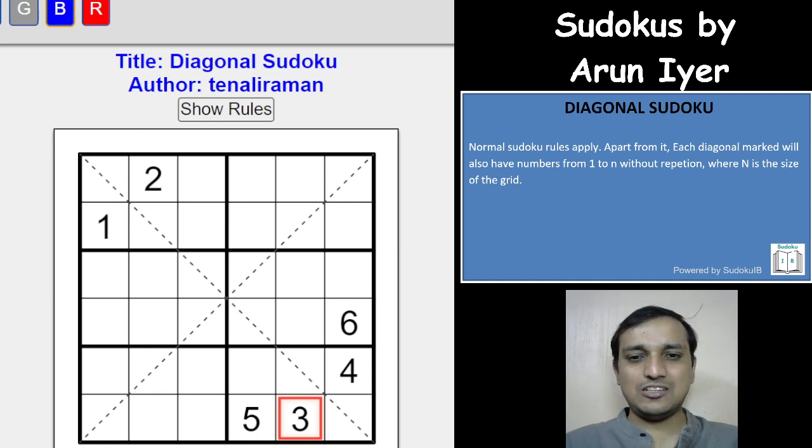Ashish here, and today I'll be covering a Sudoku variant called Diagonal Sudoku. So today we'll be solving two Sudokus. One is a 6x6 grid size and the other is a 9x9. Both of these Sudokus are constructed by Arun Iyer, AKA Tenaliraman.